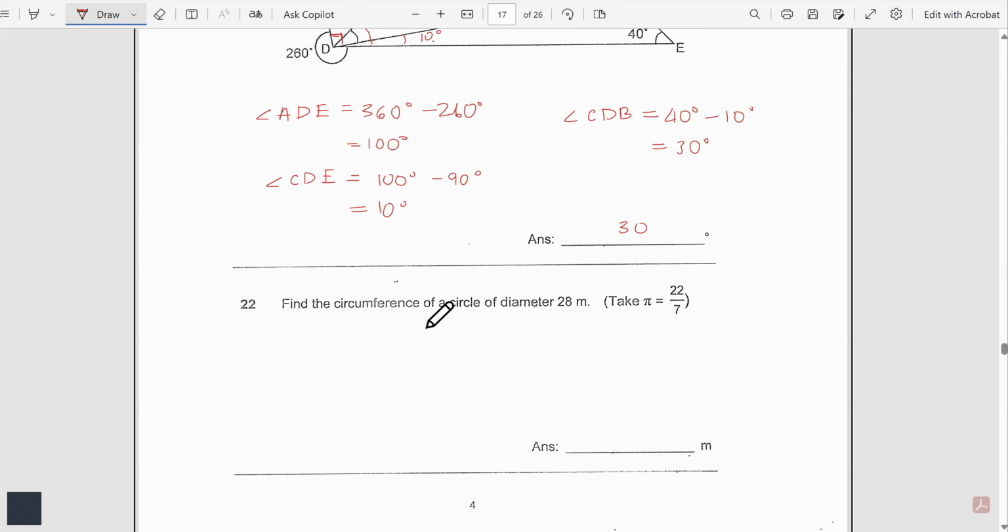Okay, next question, 22. Find the circumference of a circle of diameter 28 meters. So to find circumference of a circle, the formula you should be using is pi times diameter, and they have already given us the diameter. So you take pi, which is 22/7, multiplied by the diameter. We can simplify 7 and 28, so both can be divided by 7. You get 4 here. So 22 times 4 is 88. That's the circumference of the circle.